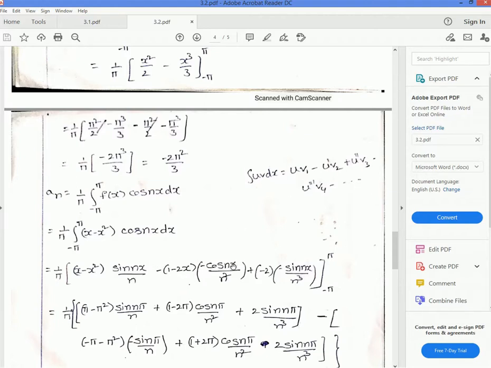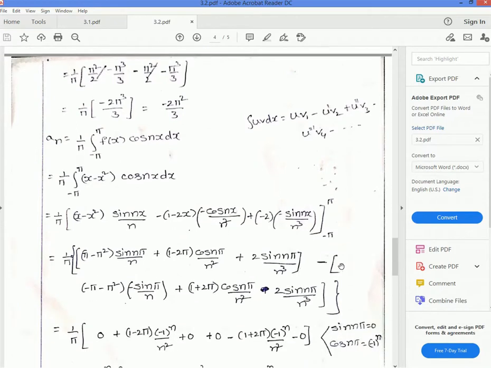Sin n x integration is minus cos n x by n. Already n is there in the denominator, so minus cos n x by n square, plus u double dash, the derivative of 1 minus 2x, which is minus 2, into v3, the integration of v2. What is v2? This is minus cos n x by n square. Integration of cos n x by n square is minus sin n x by n square into n, so that gives n cube.